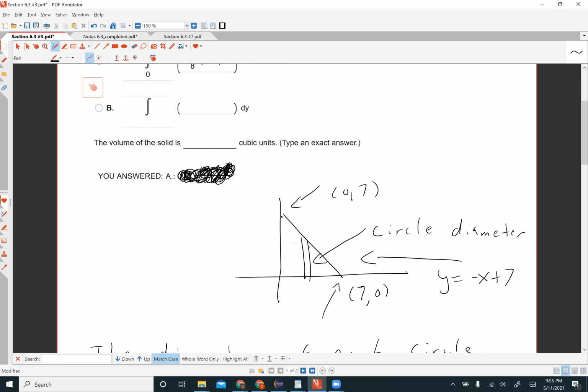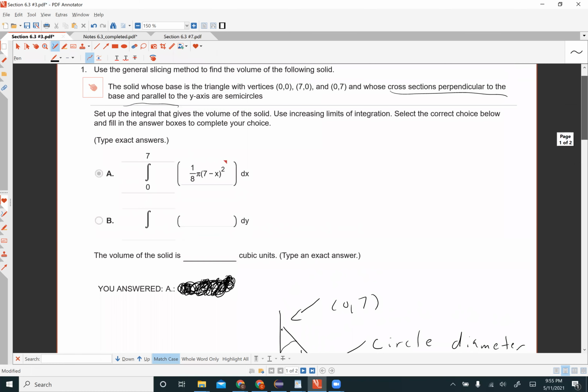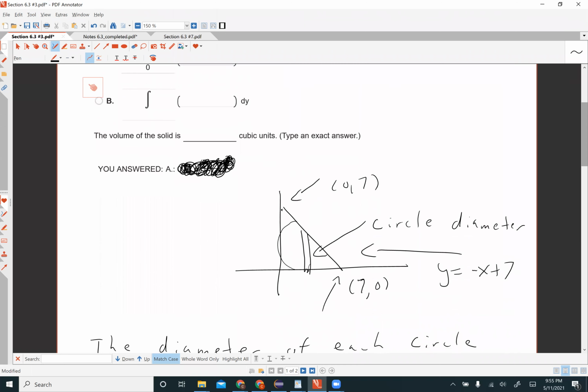I have a hard time drawing this. If you started here, you'd have a semicircle, but it would be three-dimensional, perpendicular to the base. The distance from the x-axis to the curve is going to be the diameter of one of the circles. We're not actually given the line that forms the hypotenuse of that triangle, but we definitely need to compute that.